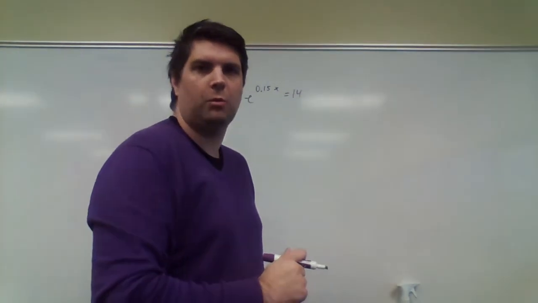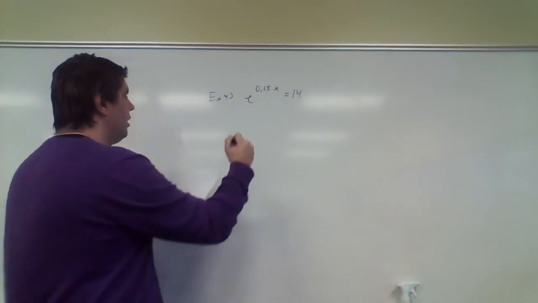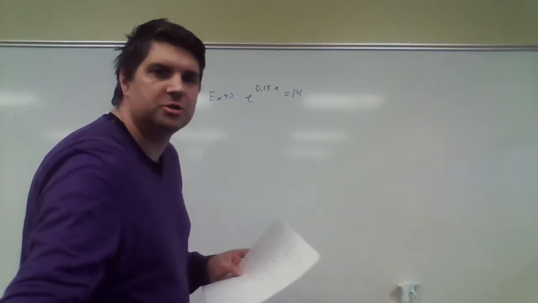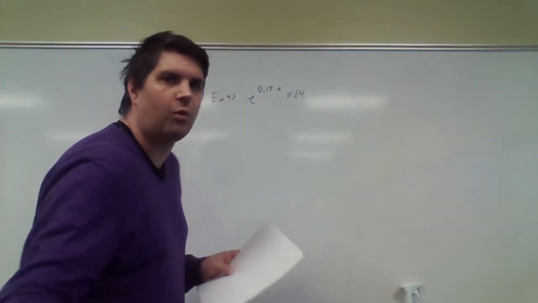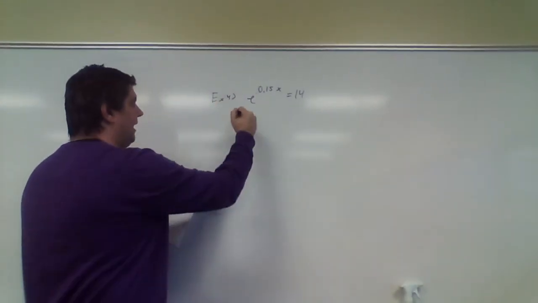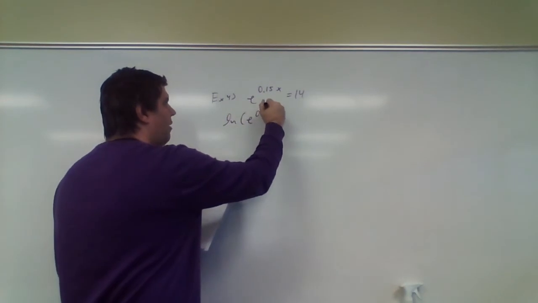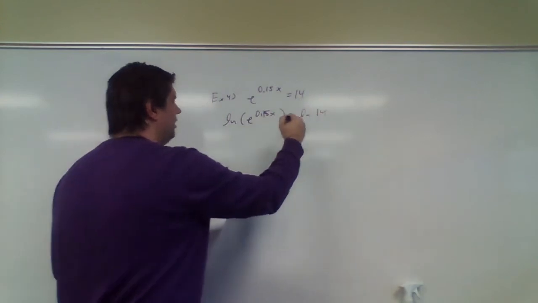All right, we will resume with this example. Previously, we had used common logarithms, but we use natural logarithms for powers of e. So I'll take the natural log of e to the 0.15x power equals the natural log of 14.